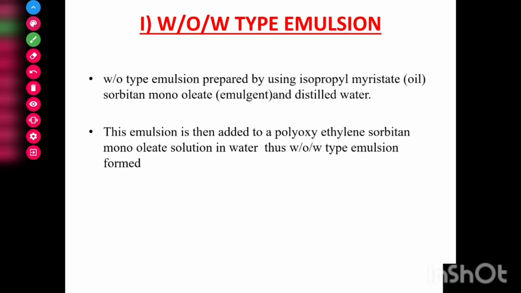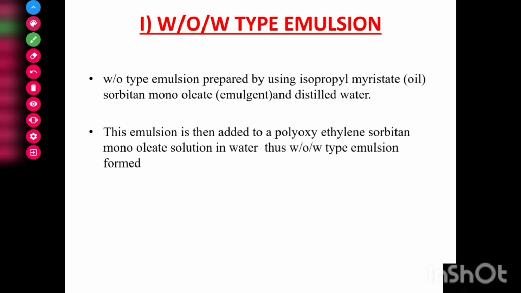Water in oil type emulsion is prepared by using isopropyl myristate, sorbitan monooleate and distilled water. Here the isopropyl myristate is used as the oil phase. Sorbitan monooleate is used as an emulgent or emulsifier. Then an aqueous phase is also used. By using these components, water in oil type emulsion is prepared first.